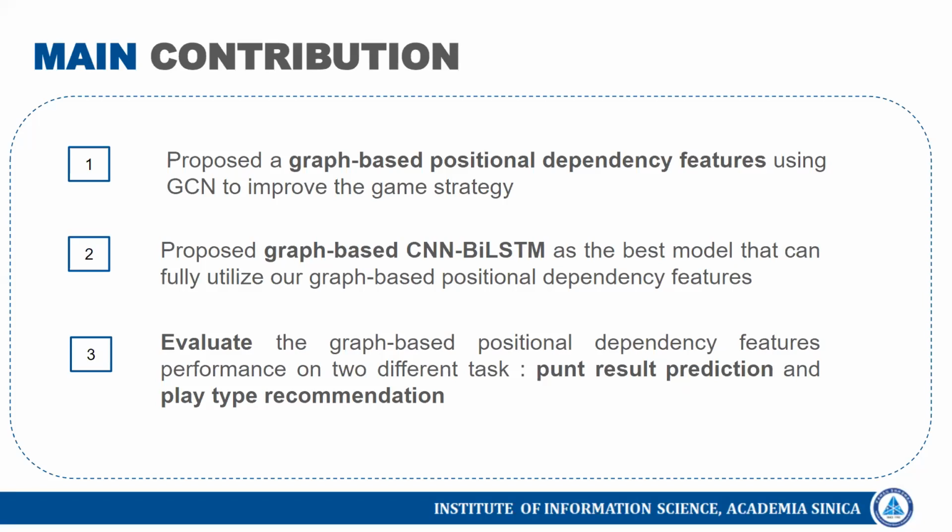And these are our main contributions. So first, we propose graph-based positional dependency features using GCN to improve the game strategy. And second, we propose graph-based CNN BLSTM as the best model that can fully utilize our graph-based positional dependency features. And third, we evaluate our graph-based positional dependency features on two different tasks, the punt result prediction and play type recommendation.